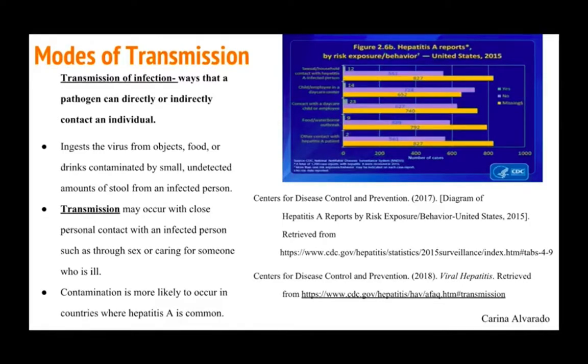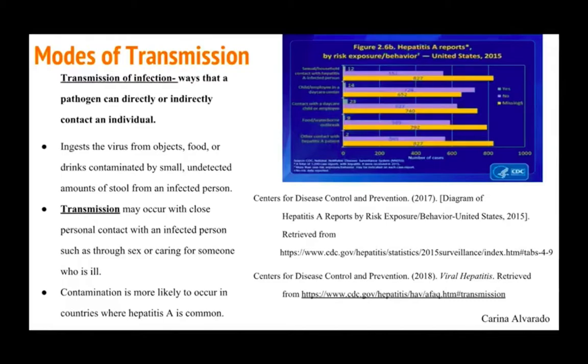Transmission of infection is a way a pathogen, such as a bacteria or a virus, comes in contact with an individual either directly or indirectly. Some modes of transmission for hepatitis A include ingesting the virus from food or drinks that have been contaminated with small, undetected amounts of stool. Transmission may occur in a person who has close contact with someone they are taking care of who is ill, and transmission may also occur through sexual contact.